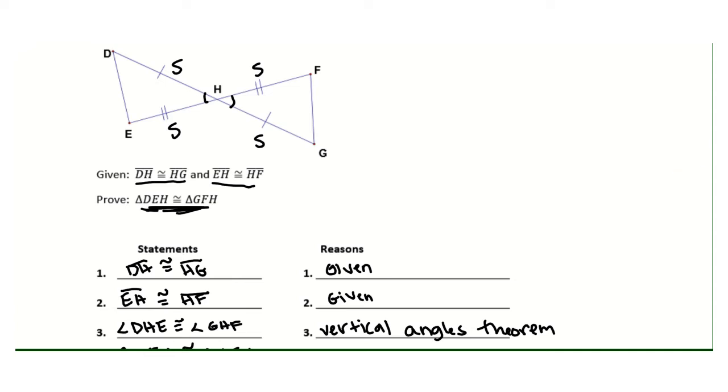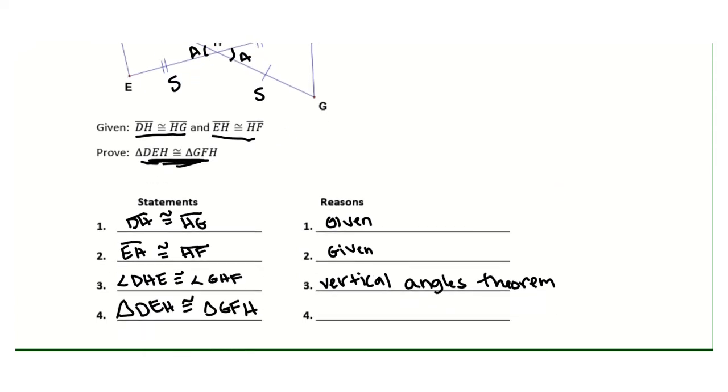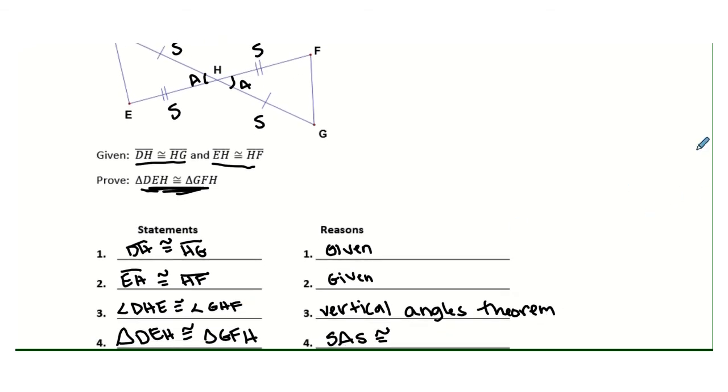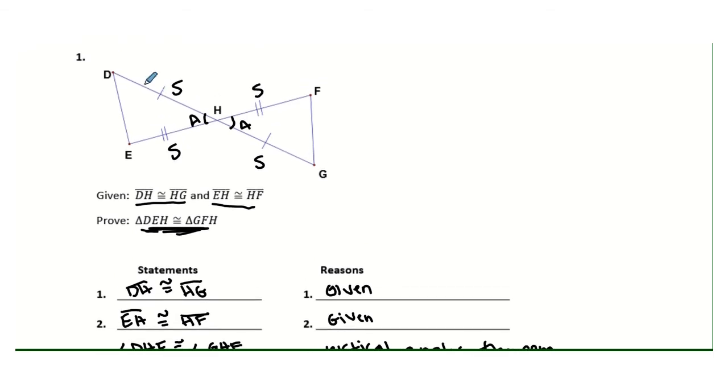So now that we know that we have a side, an angle, and a side, we can say that these two triangles are congruent by SAS congruence. Now let's make sure our congruency statement is true. So is D really congruent to G?